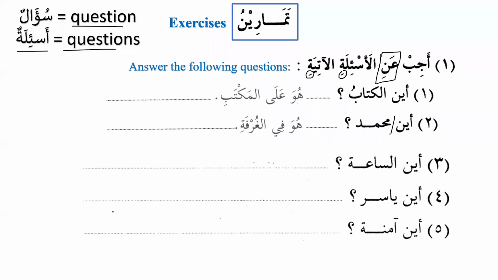Aina sa'atu? Where is the watch? You need to be careful now. Watch is feminine. And why do we say it's feminine? Because it has ta marbuta. You remember we discussed in the beginning, in gender, that a noun that carries ta marbuta, or the rounded ta, or the connected ta, the ta that comes in the end, will be feminine. So we will say hiya ala sariri. It is on the bed. Excellent. Aina Yasirun? Where is Yasir? Huwa fil hammami. Excellent. Huwa fil hammami.